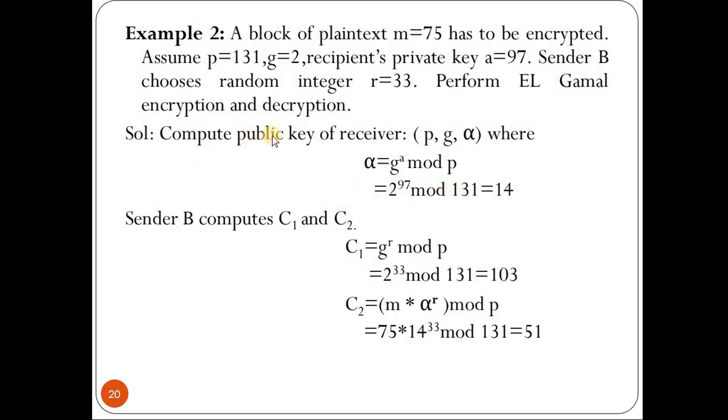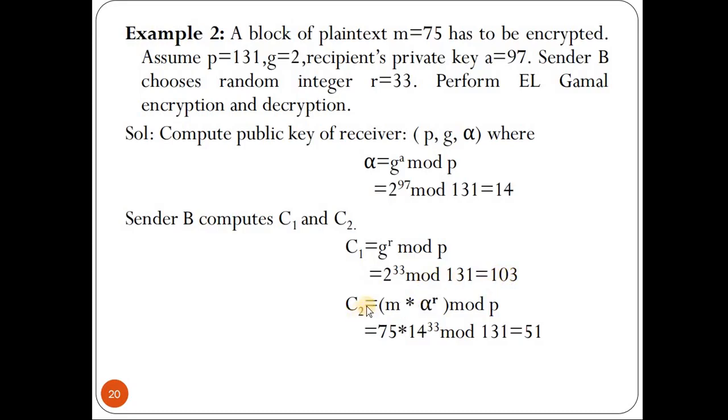First compute the public key of the receiver. It comprises three parameters P, G and alpha, where alpha is the encryption key. It is computed as G to the power A mod P. G is 2 and A is 97, so it is 2 to the power 97 mod 131, which gives us the value 14. Next, sender B needs to compute the ciphertext, which comprises two components C1 and C2. C1 is equal to G to the power R mod P. The random number chosen is 33, so it is 2 to the power 33 mod 131, which gives us 103.